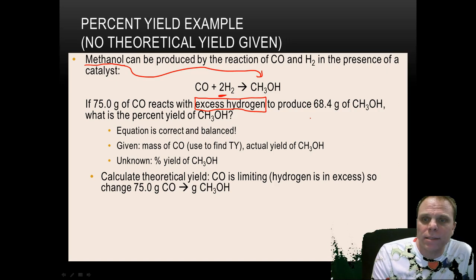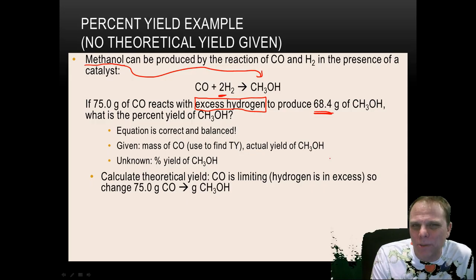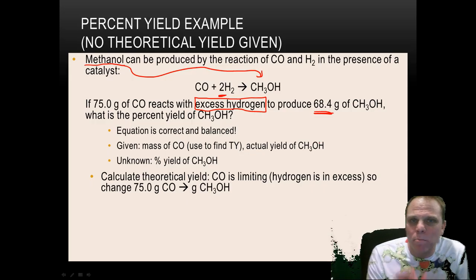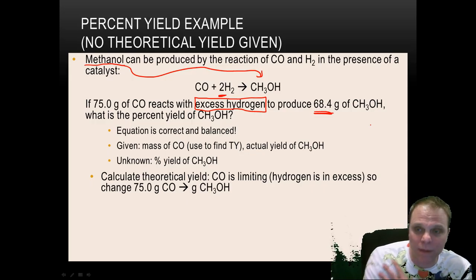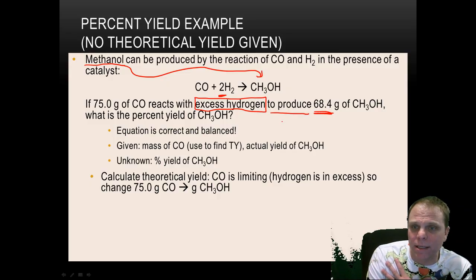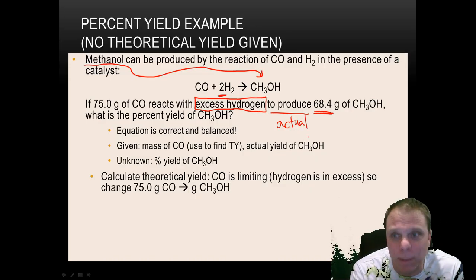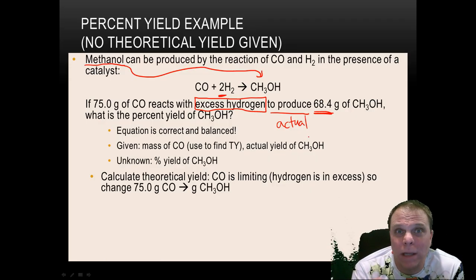So again, it says that it reacts to produce this much. How much is it actually supposed to produce? What does the math say it should be producing? It reacts with this to produce this. It actually produced 68.4 grams. Even though I told you this, it's not always going to say actual. But what did the math say it should have produced? That's where you come to the theoretical yield.